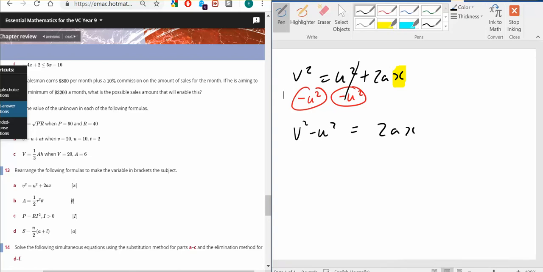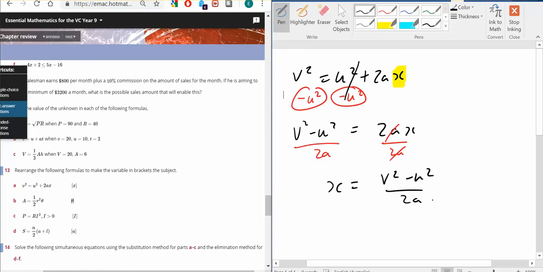Now what I do is, because the 2 and a is multiplied to the x, I can divide both sides by 2a to get rid of it. So divide by 2a, that gets rid of it. So what we are left with is x equals v squared minus u squared over 2a. Okay, we're done.